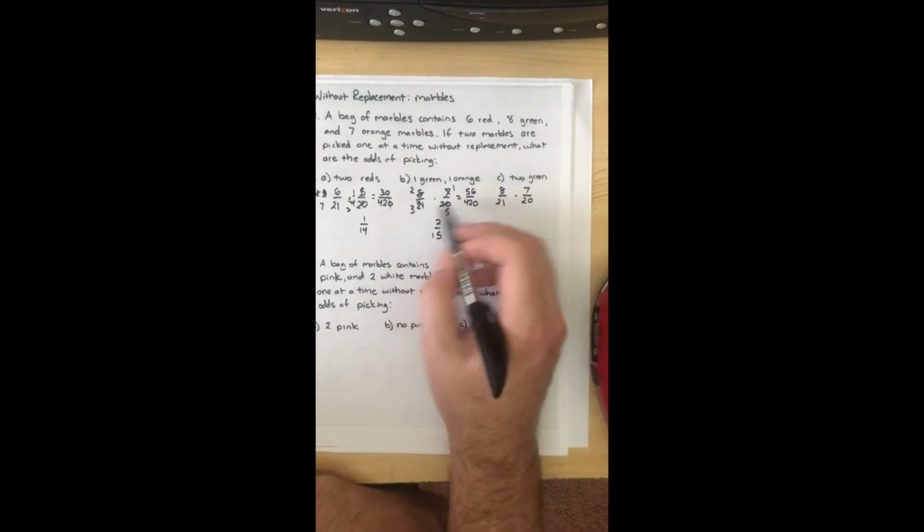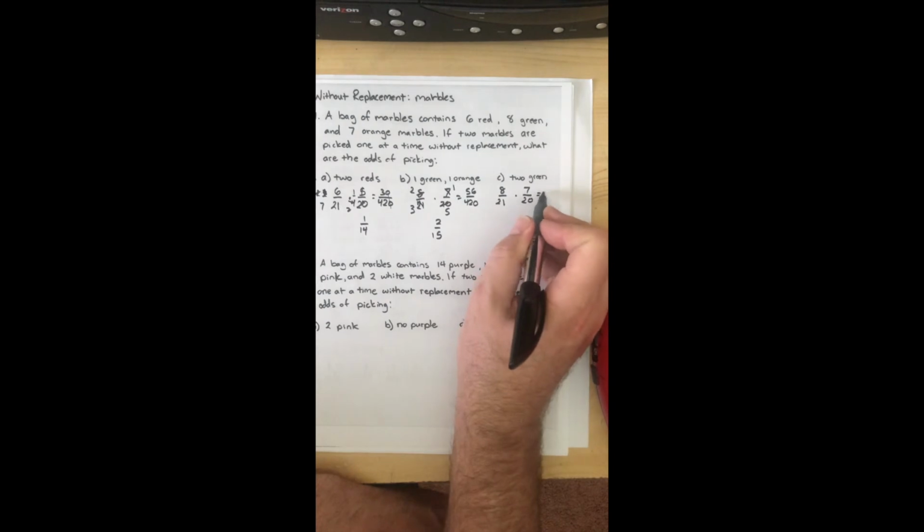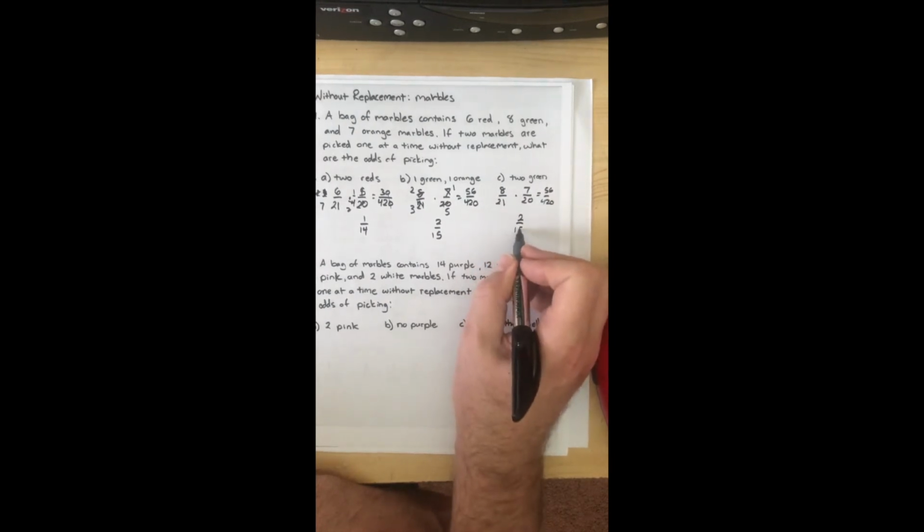Oh, wow, that's the same exact question as before. So it's going to be 56 out of 420, which simplifies down to 2 out of 15.